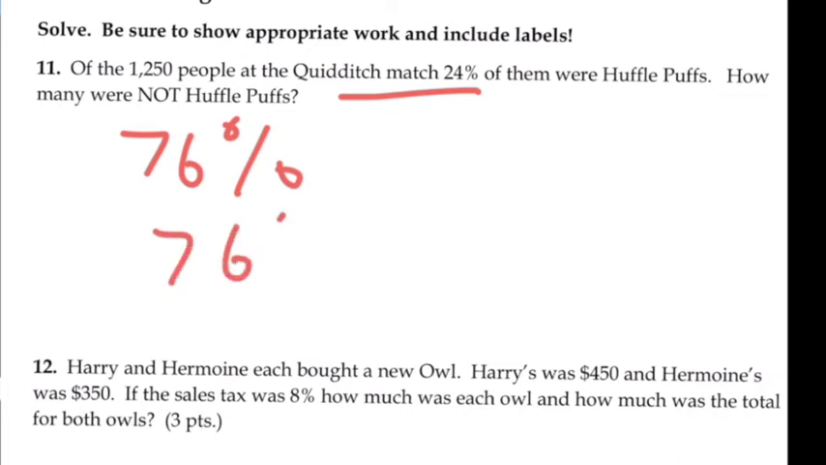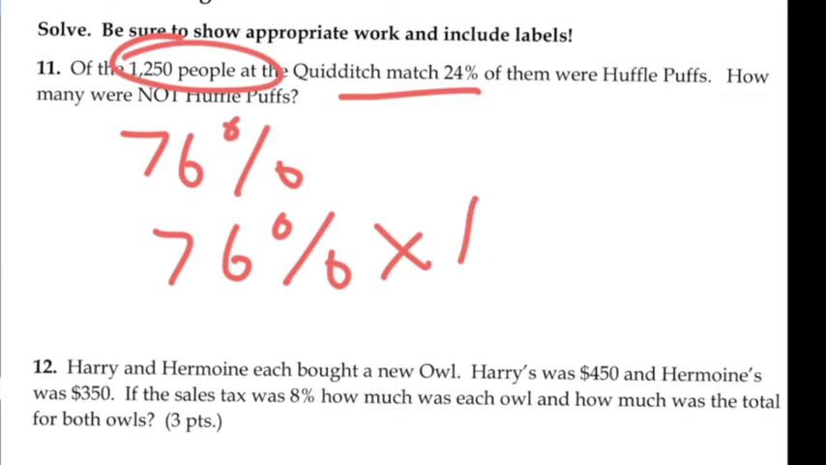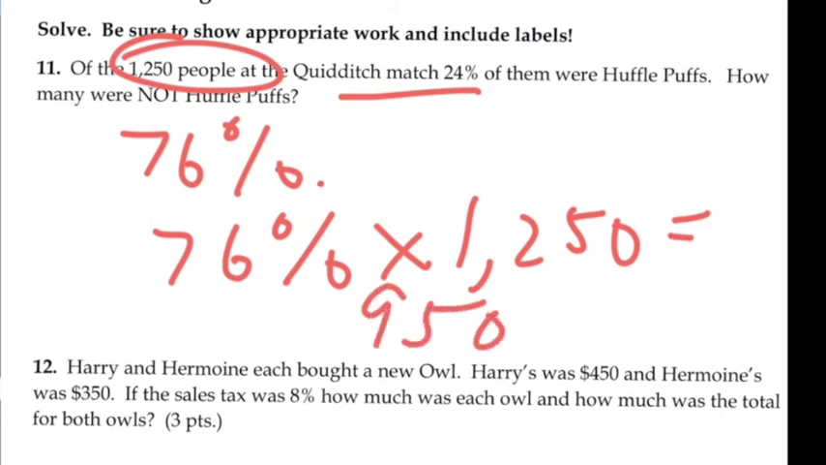So to find the actual number, what we're going to do is take 76%, multiply it by 1250, and when you do that, you're going to get 950. So the answer is going to be 950. And remember, when we multiply by a percent, you're actually multiplying by 0.76.